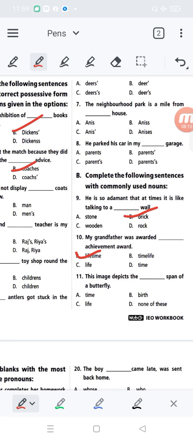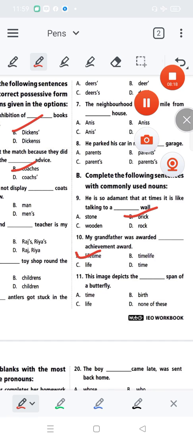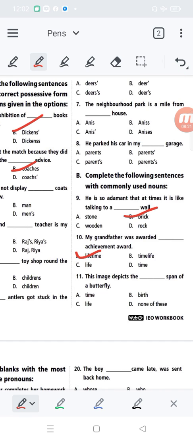See the 11 number question. This image depicts the dash span of a butterfly. The four options are time, birth, life, none of these. The correct option definitely depicts the time span. It's not going to birth or life or none of these. It's not identical. So 11 A number is correct: time.